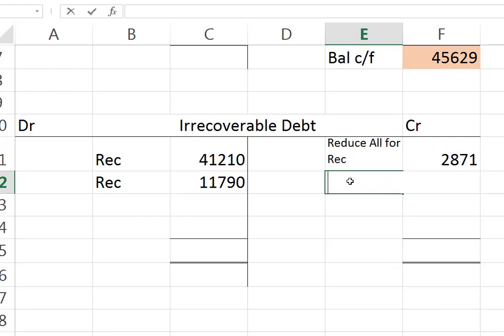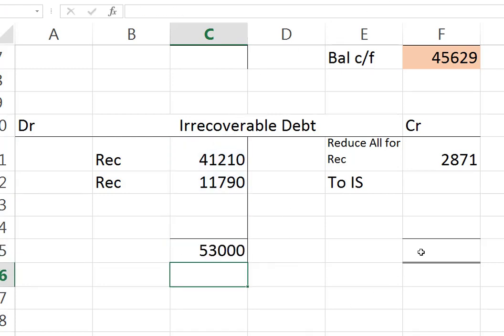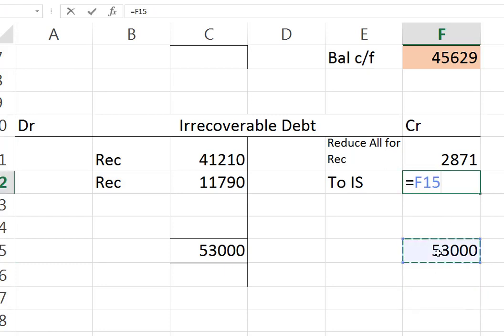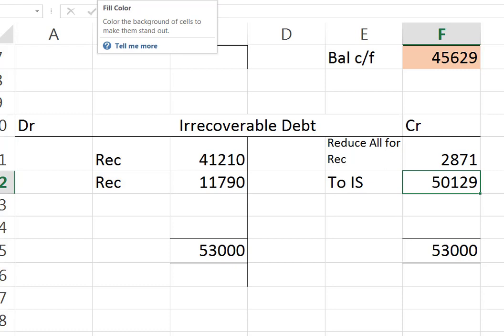or our income statement? Okay, let's total both sides again. So the income statement is going to be 50129. Okay, so I'm going to highlight that guy.